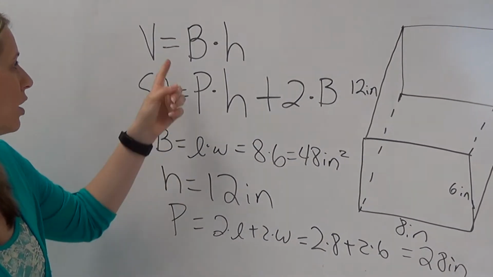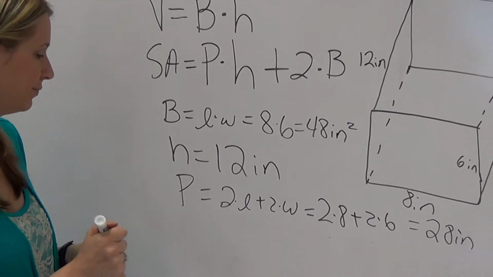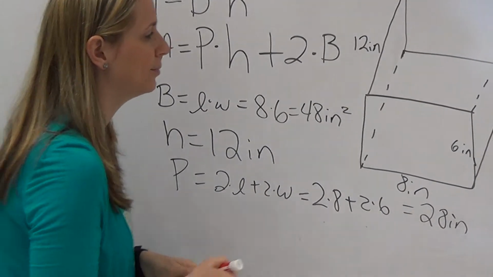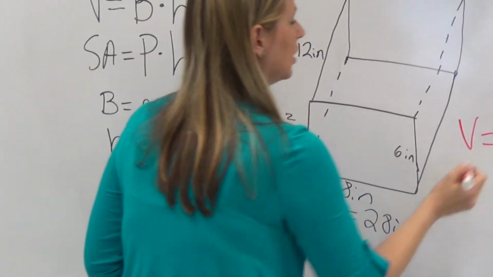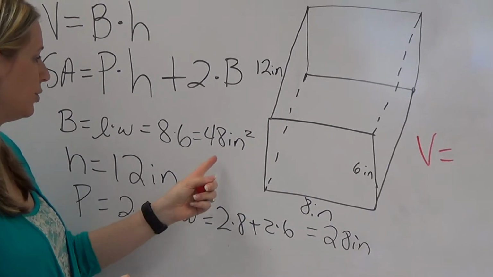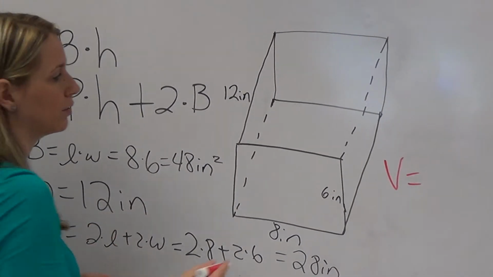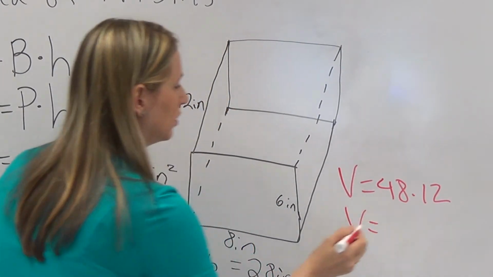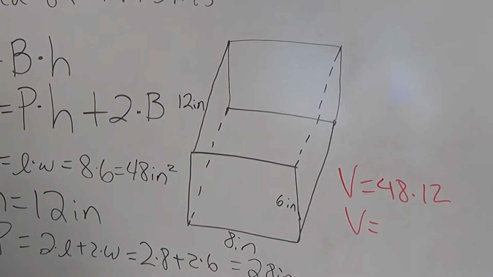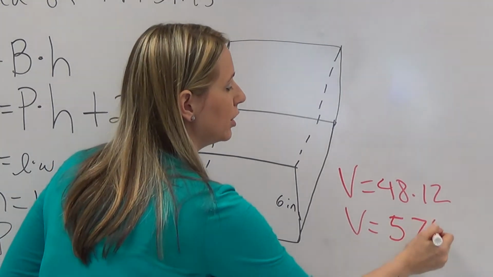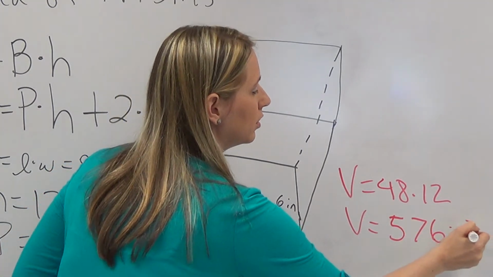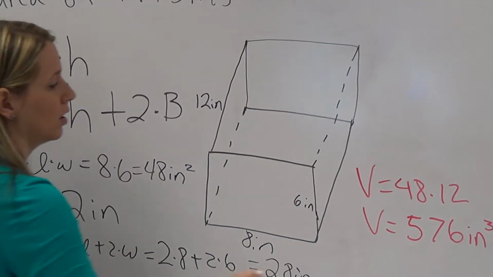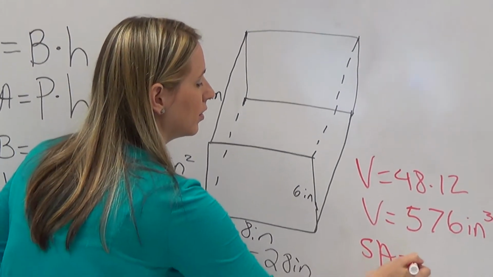Now we can easily find our volume and surface area. For volume, it's just the area of the base, which is 48, times the height, which is 12. So 48 times 12 is 576, and remember it's cubed, so inches cubed for volume.